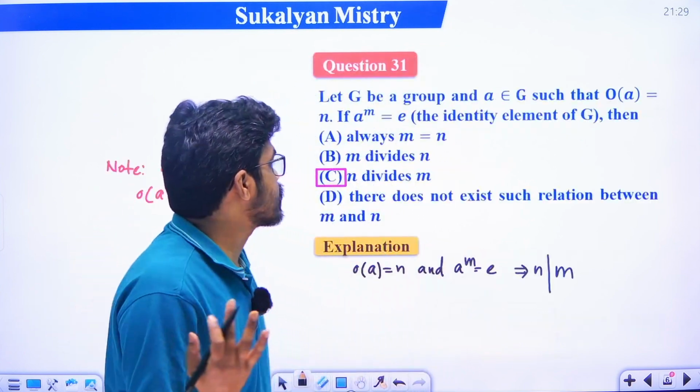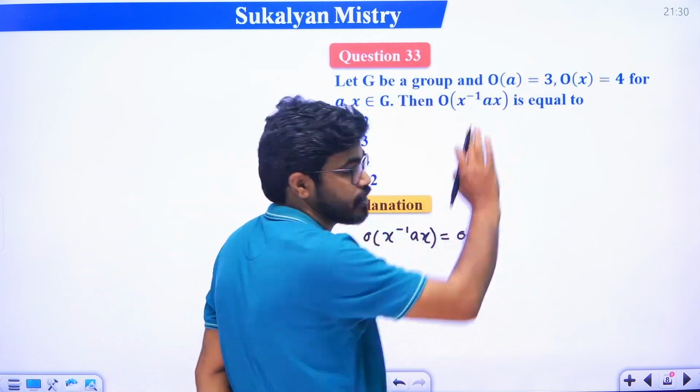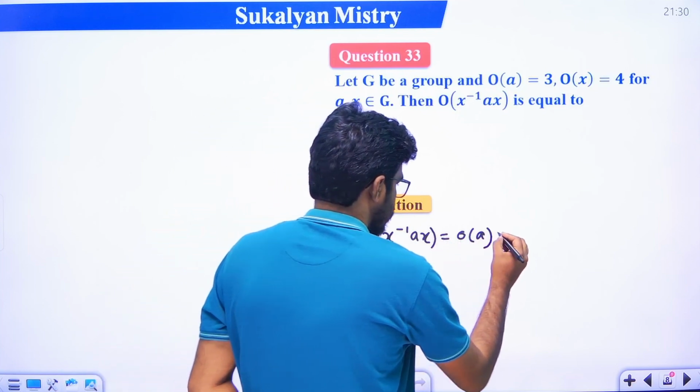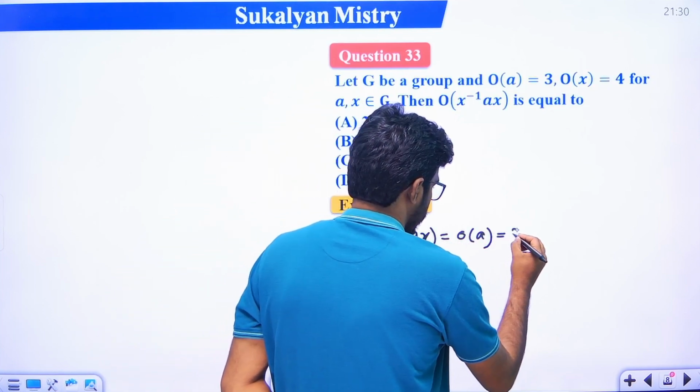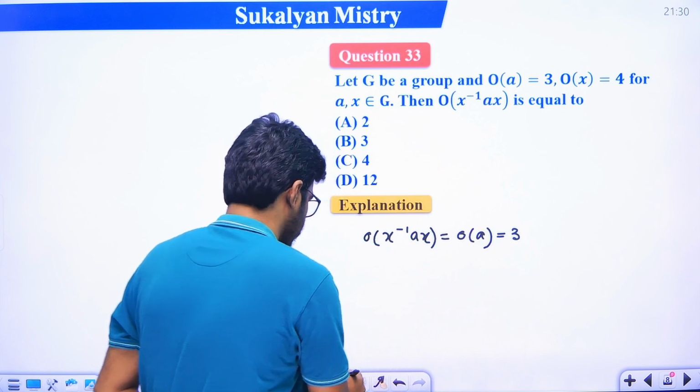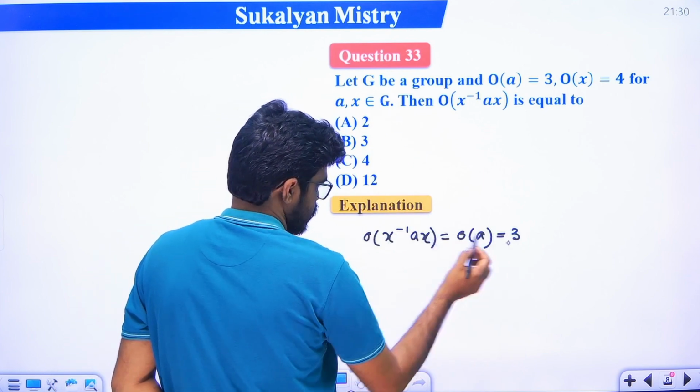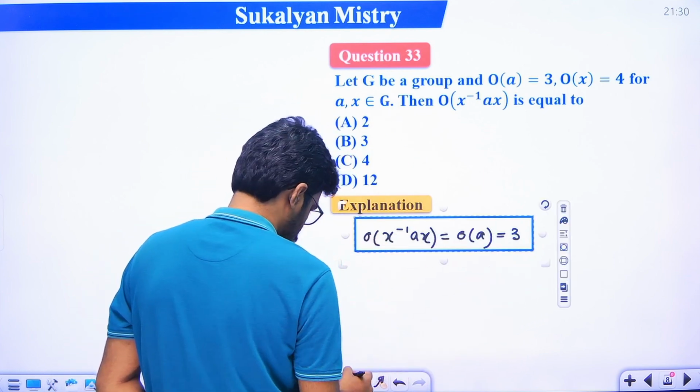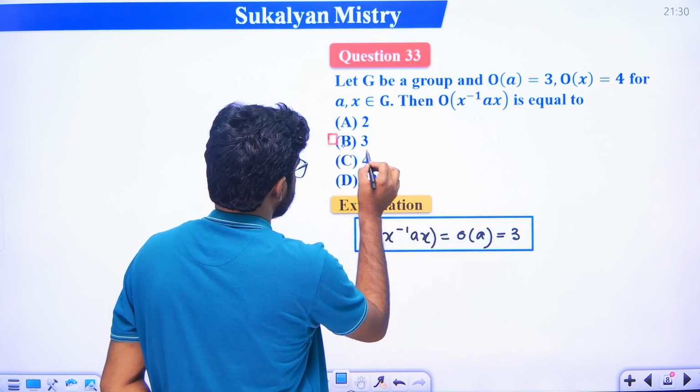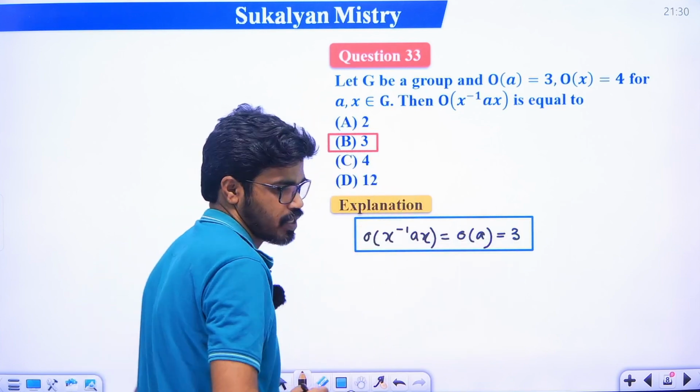So here it is given that the order of A is 3. So that is the order of X inverse AX. So the order of X inverse AX will be 3. So which option is correct? Option B is the correct answer.